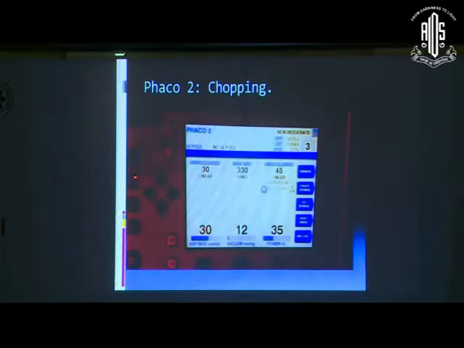Again, phaco 2, that is the chopping part, when you hold the pieces. What is showing 30 is the flow rate. The 330 is the maximum vacuum that can be created, and 45 is the maximum power that will be used. Right now at this point of time, this is what is being used.